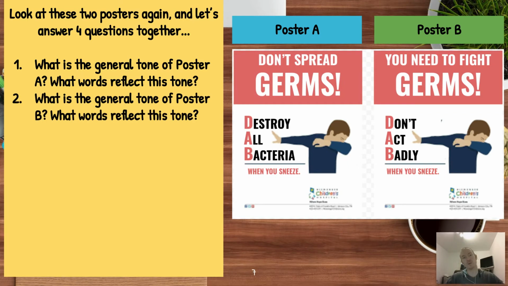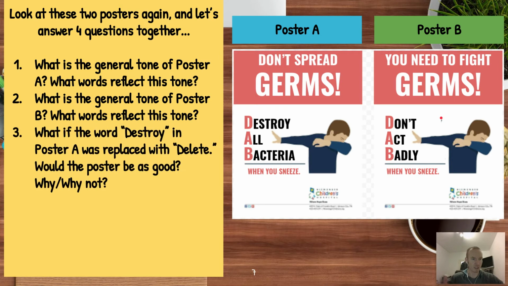If you look at the general tone of poster B, it's completely negative. We talked about that before. The you need to fight germs. Don't act badly when you sneeze. All the words are designed to make it feel like you're being pointed at when you read these, like you're the problem. That's probably not what they would have wanted.